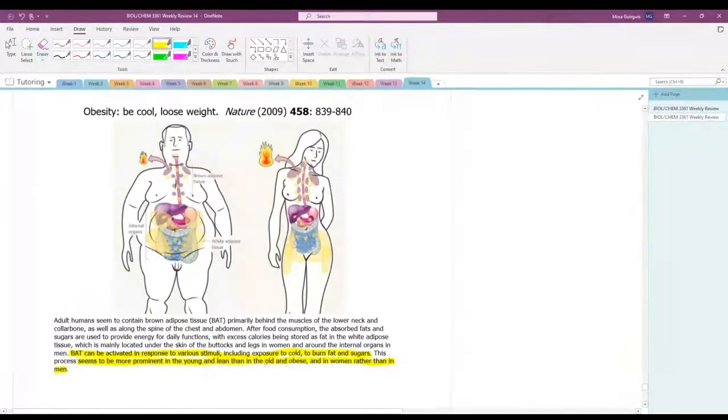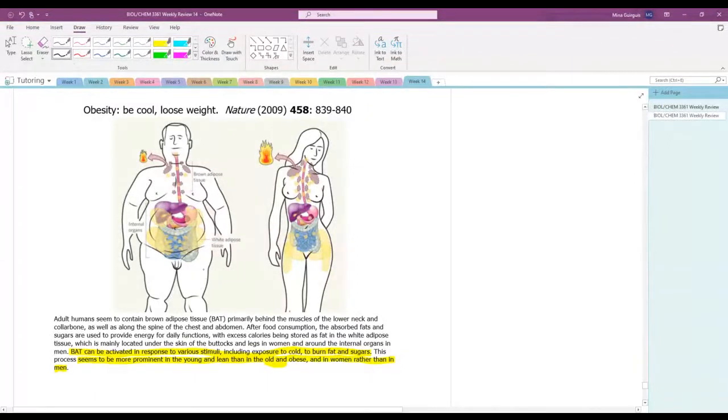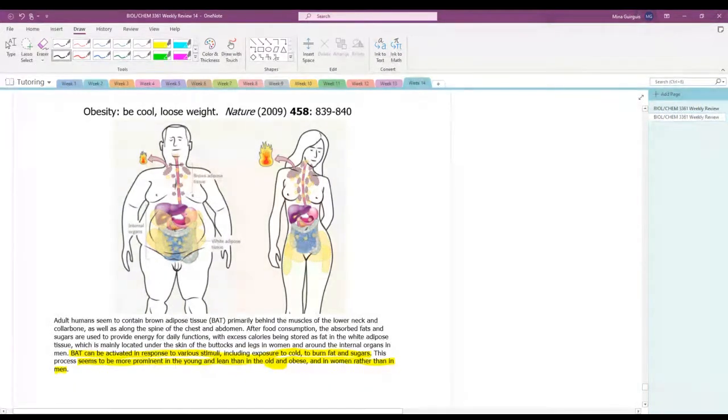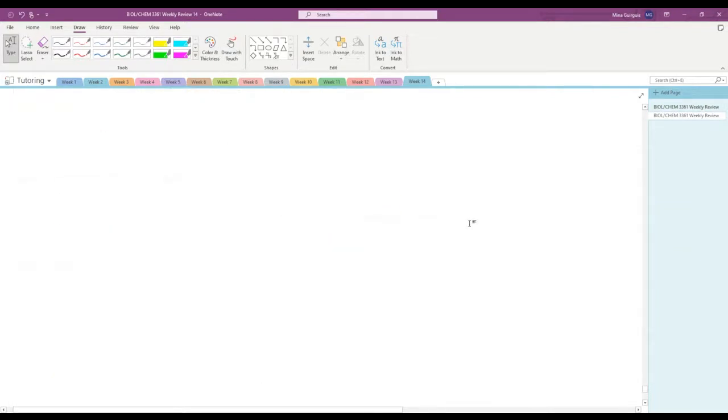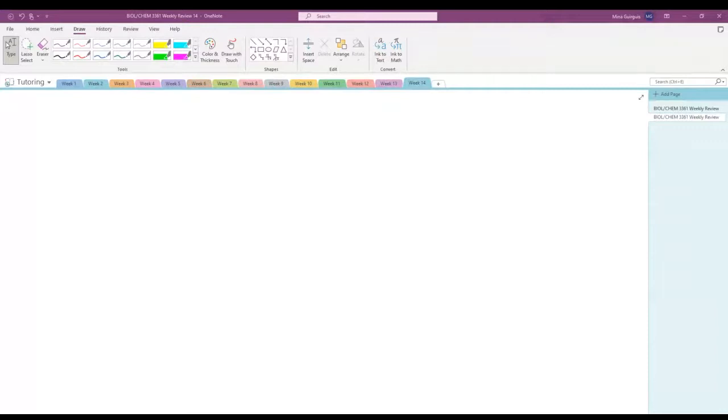Or, I'm sorry, did I say cold? I meant old and obese. So in other words, this presence of brown adipose tissue, this activation of brown adipose tissue, can contribute to weight loss, or it can contribute to weight in general. Because if, let's say, my brown adipose tissue is less prominent, then it's not responding to various stimuli, and so I'm burning less fat and sugar than someone else might. Okay, and so this could be a factor affecting weight and obesity. It's just a really interesting thing that a lot of professors like to include because it is quite interesting how this stuff works. Okay, and that's actually it.